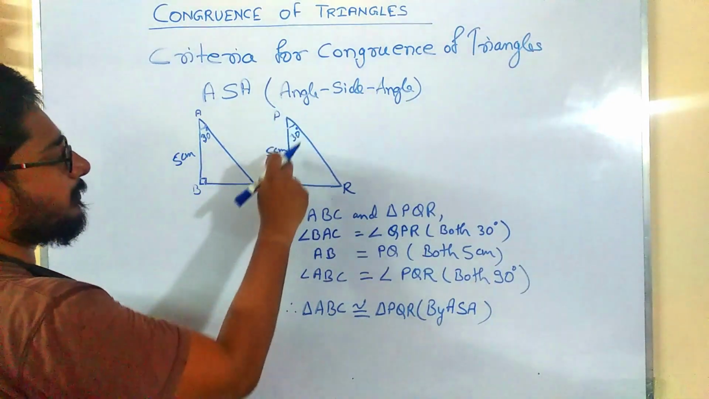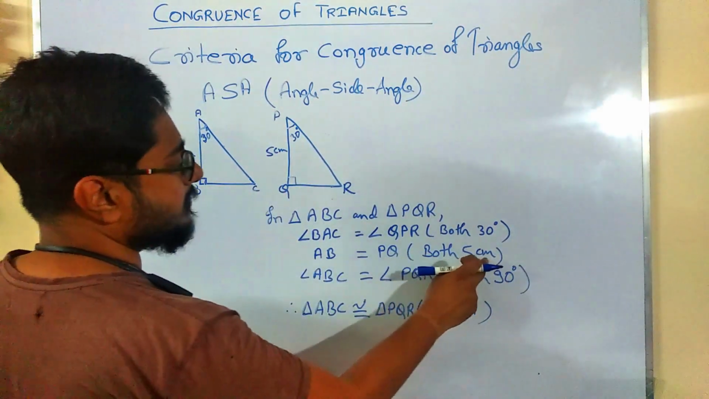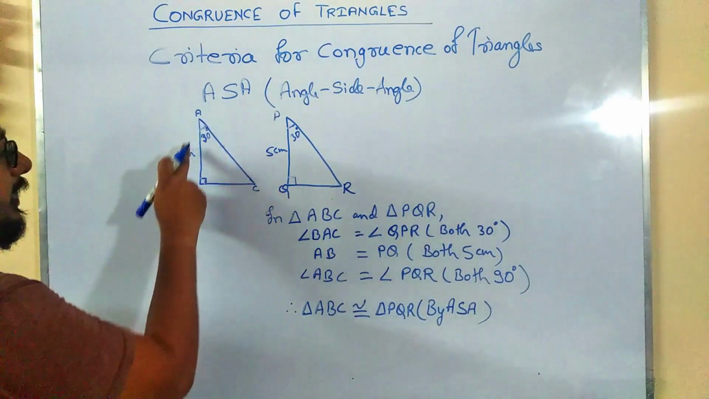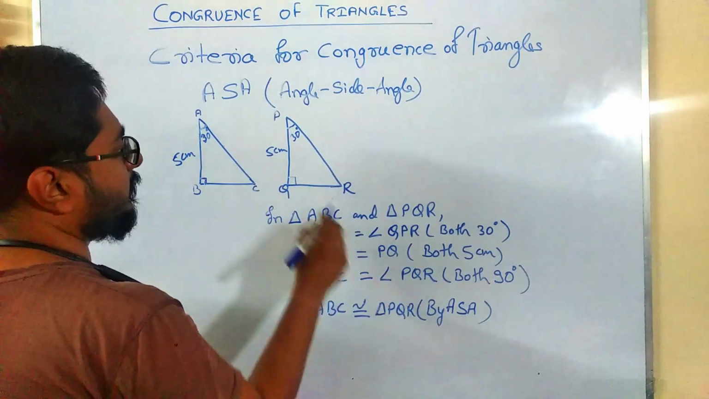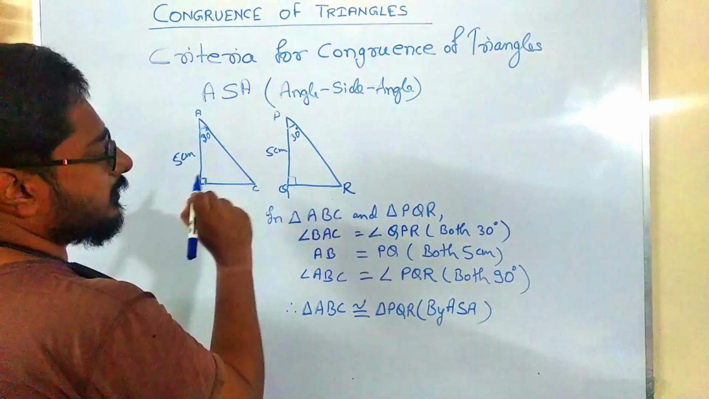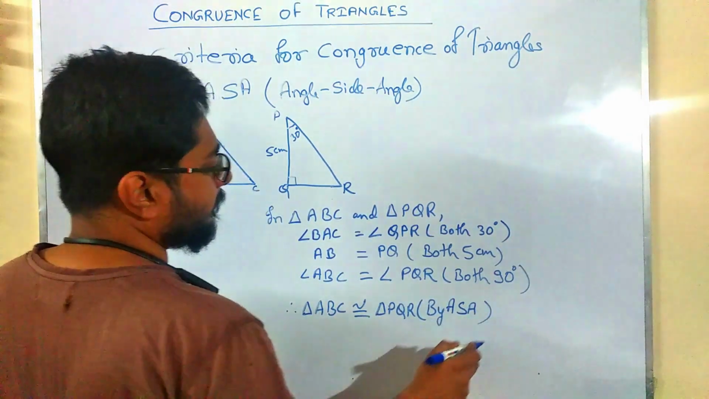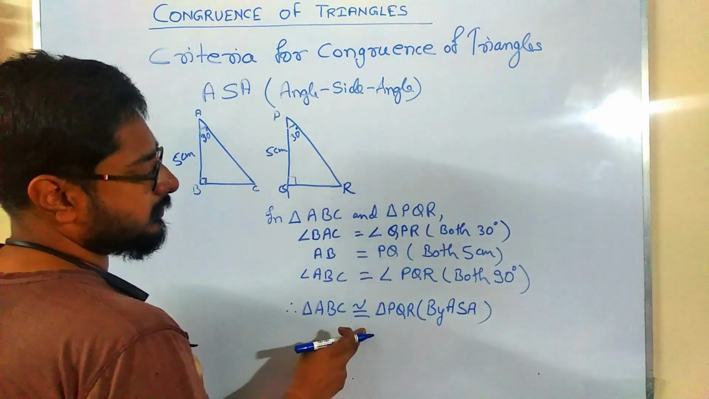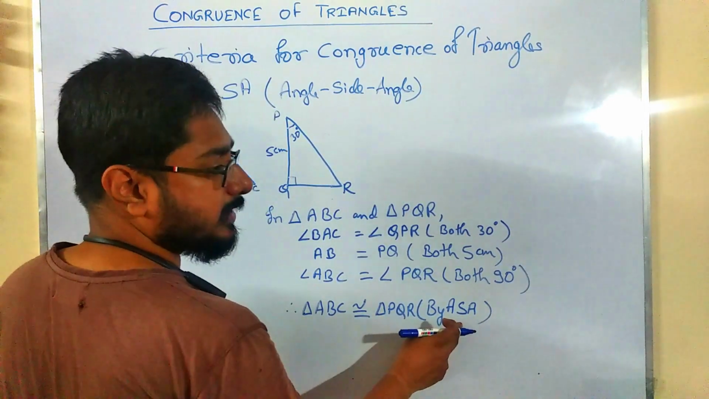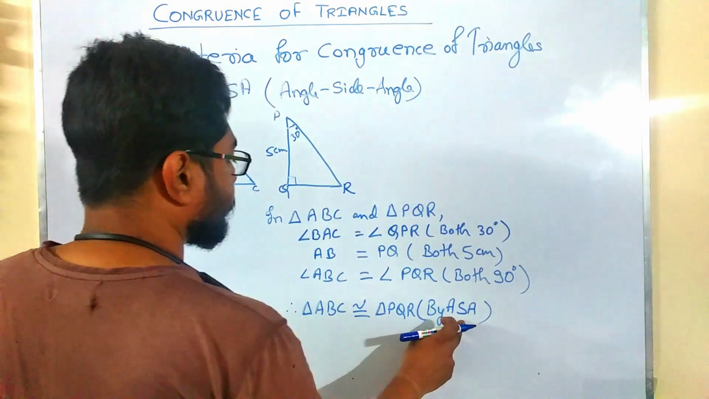AB equal to PQ. Why? Both 5 centimeter, and angle ABC equal to angle PQR, both 90 degree. So we can say that triangle ABC is congruent to triangle PQR by ASA congruency criteria.